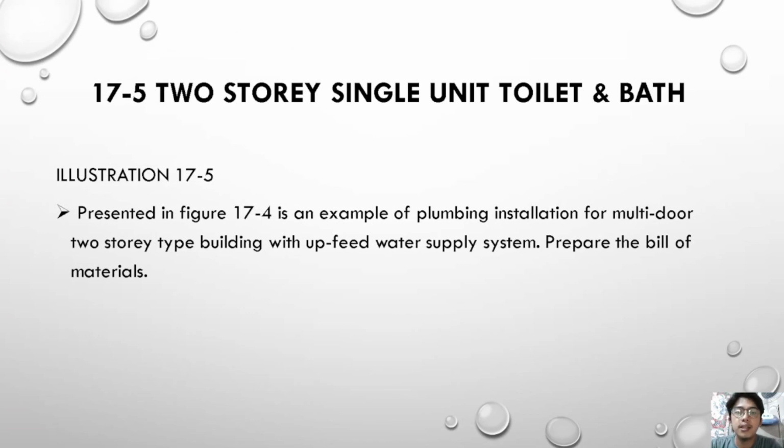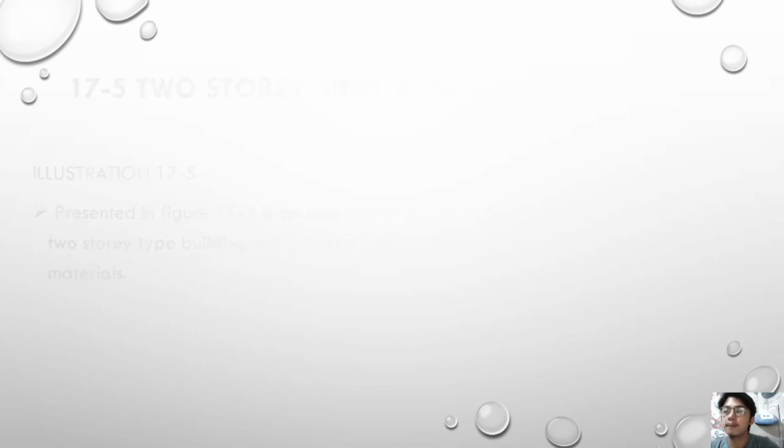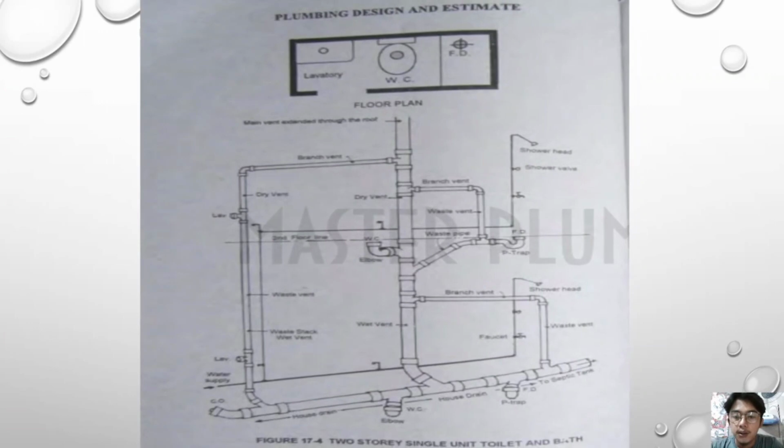17.5 two-story single unit toilet and bath. Illustration 17.5 presented in figure 17.4 is an example of plumbing installation for multi-door two-story type building with up-feed water supply system. Prepare the bill of materials. So, this is the figure 17.4 two-story single unit toilet and bath.